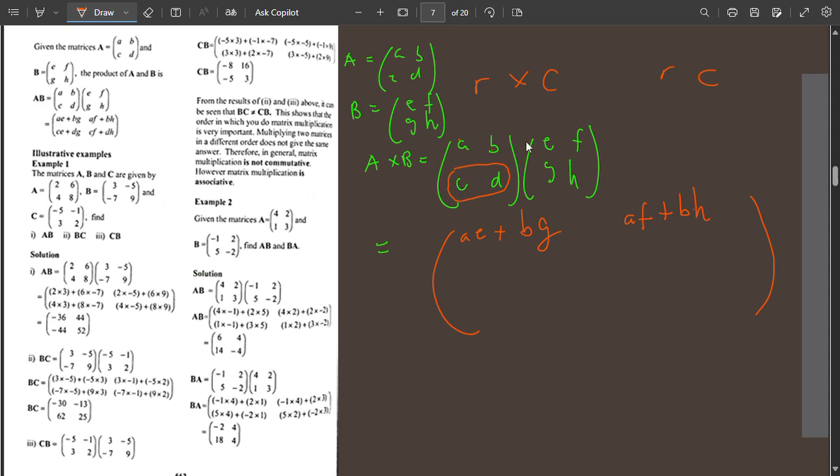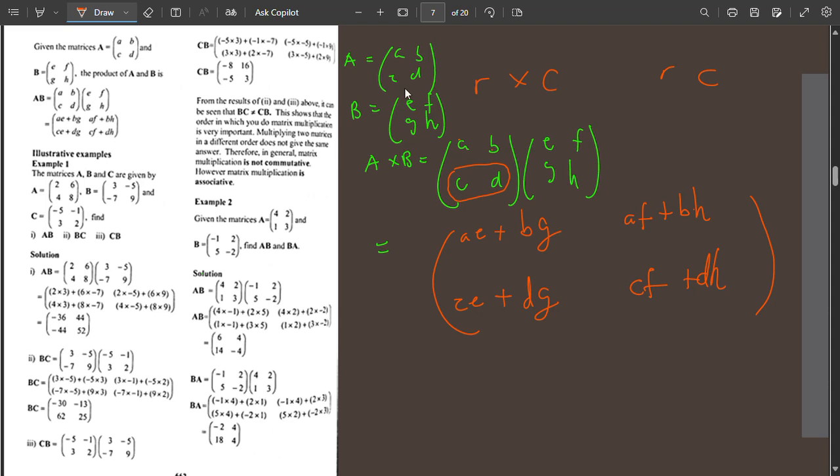So let's multiply. CE, sometimes it's just advisable to keep it in alphabetical order, but there is no restriction. Plus DG, then CF plus DH. This is perfect, so easy and so understandable, right?